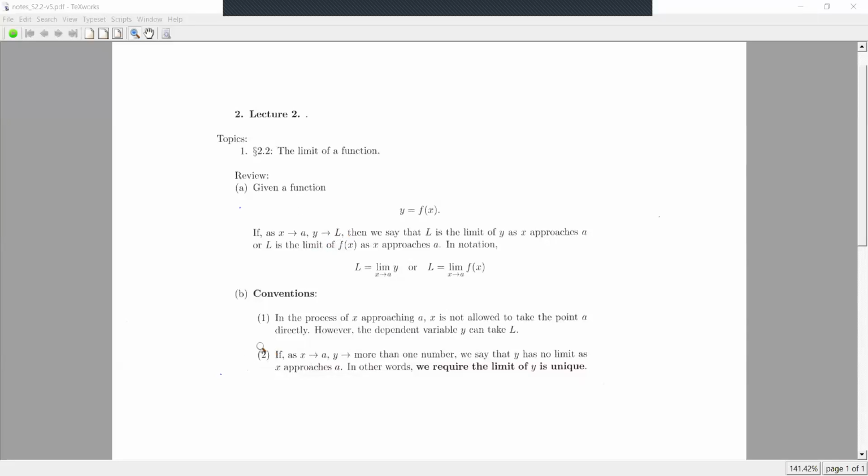Review convention number 2. If as x approaches A, y approaches more than one number, in this case, we say that y has no limit as x approaches A. In other words, we require the limit of the dependent variable y to be one and only one, that is, unique.